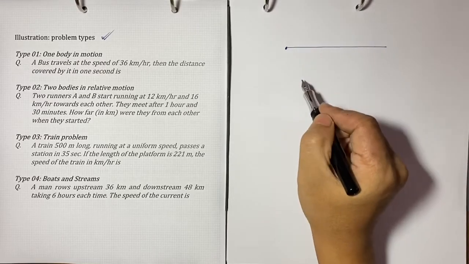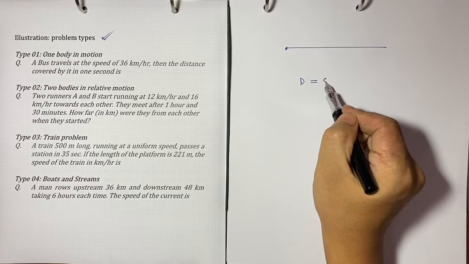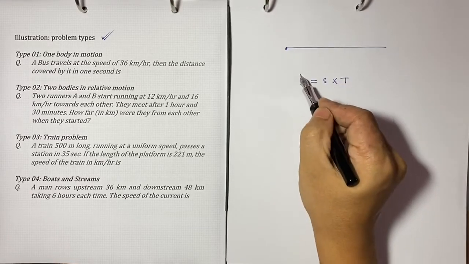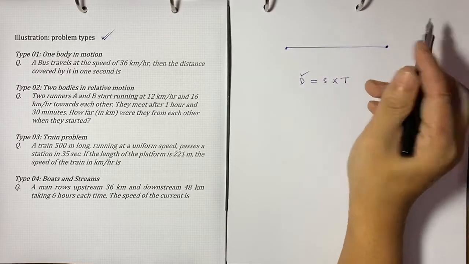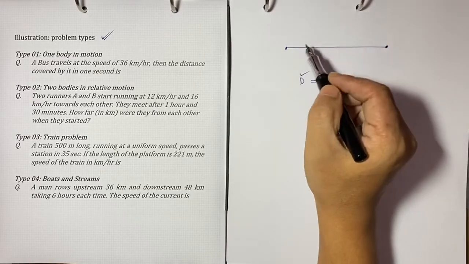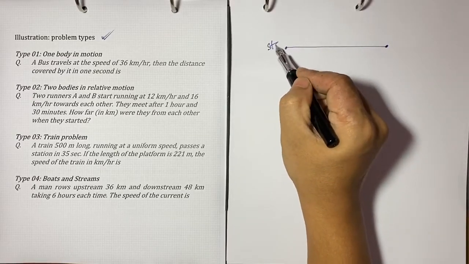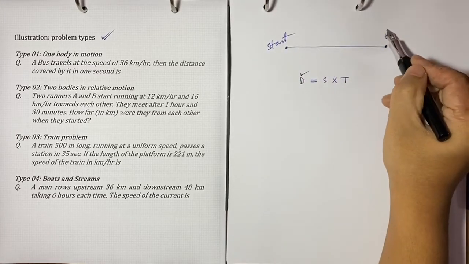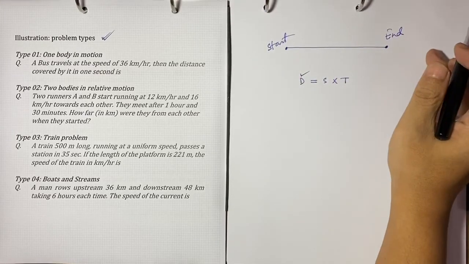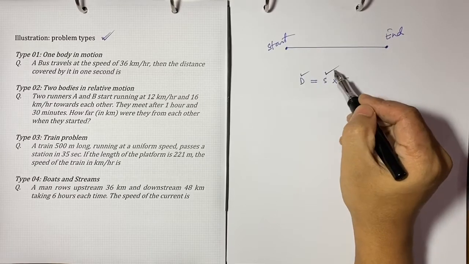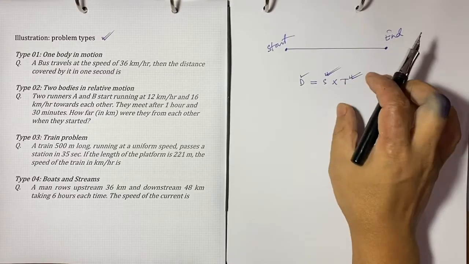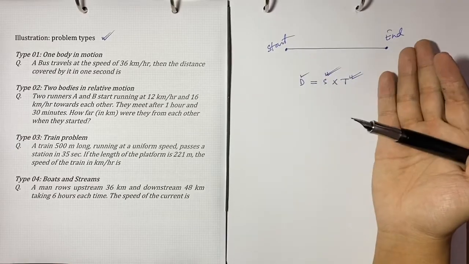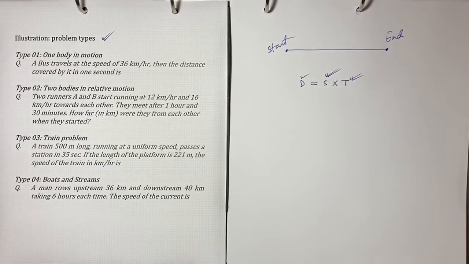So the formula we use is distance equals speed into time. It's a very basic thing, basic equation. Distance is the initial point and the final point of motion. In this case, speed is the speed of the bus. Time is the time taken by the bus to cover the distance. So it is a very simple one.